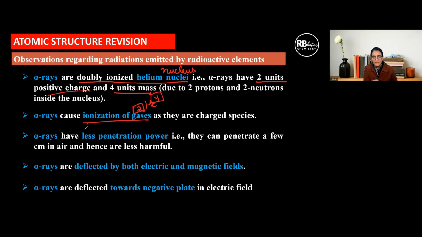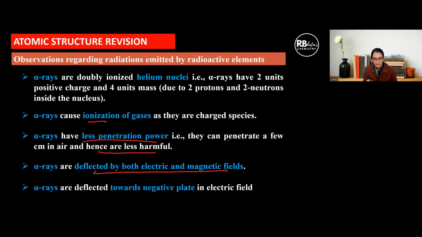They cause ionization of gases because they are charged particles. They are composed of charged species, hence can cause ionization. They have less penetration power. They can penetrate only a few centimeters in air and hence are less harmful. They are deflected by both electric and magnetic fields. Why? Because they are charged and they are deflected towards the negatively charged plate in an electric field. Again, why? Because they themselves are positively charged.